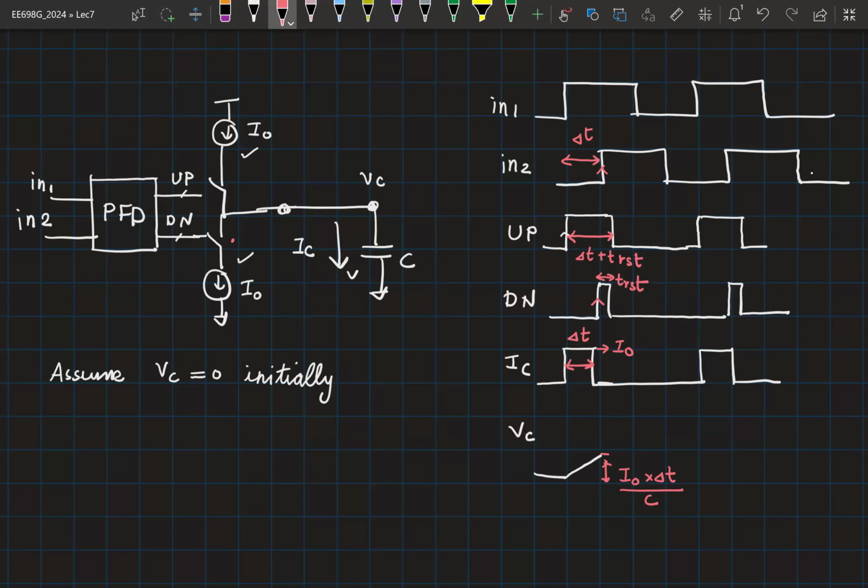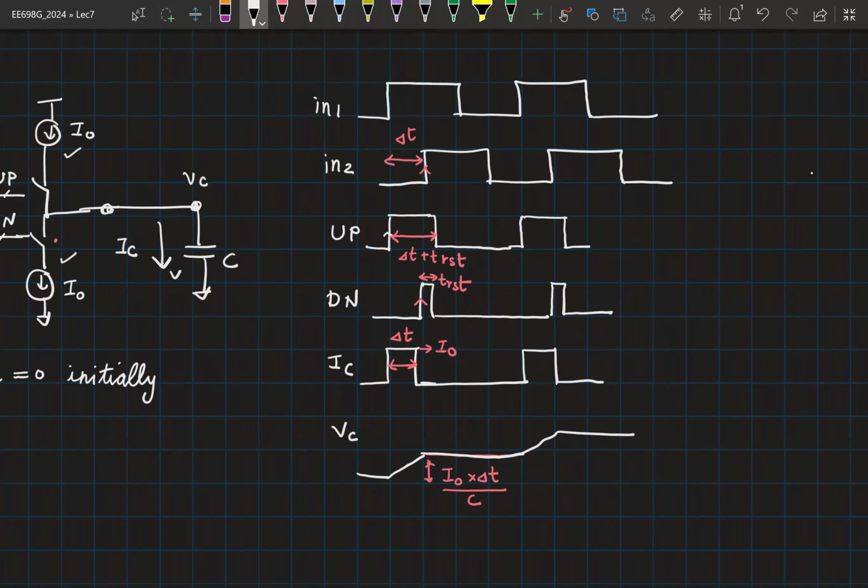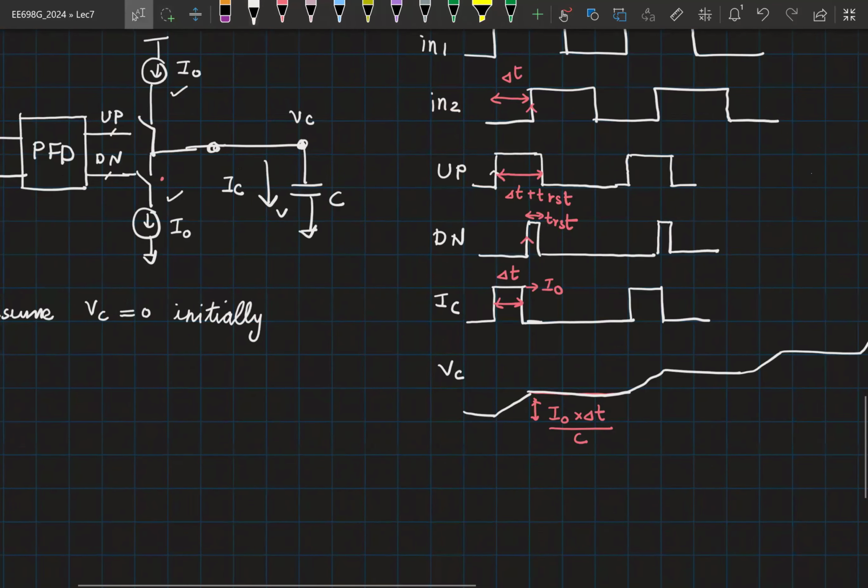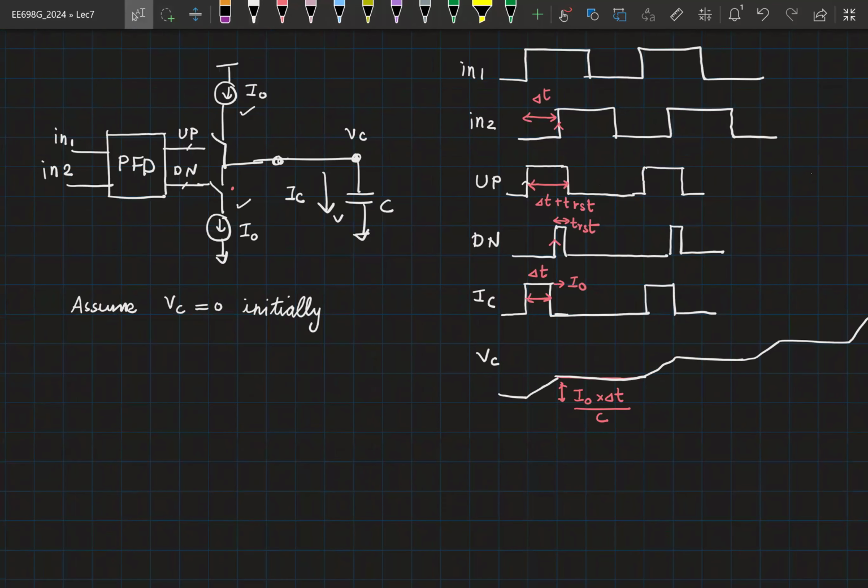So after this, it remains constant. It remains constant. And then it increases, remains constant. And I can keep doing this, right? Every period, it is going to increase, remain constant, increase, remain constant. Eventually, where do you think it will hit? So if I assume that I naught is implemented using transistors, it will get limited to VDD. If I naught was really ideal, it will go all the way till infinity, right?